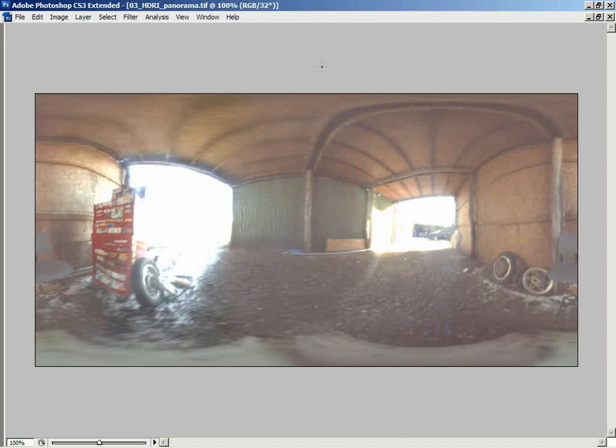Okay, so we now have our light source, we have our HDRI, but how are we going to use it? Well, in this video I'd like to look at a very general top-level overview of how we're going to approach using the HDRI, using our light dome to light our CG elements.